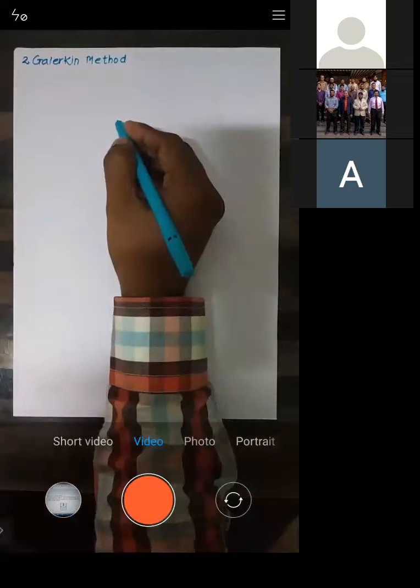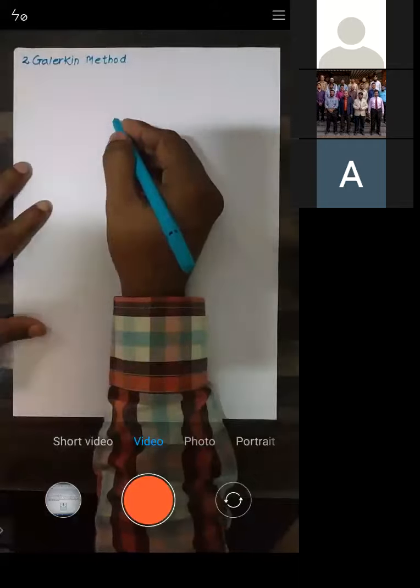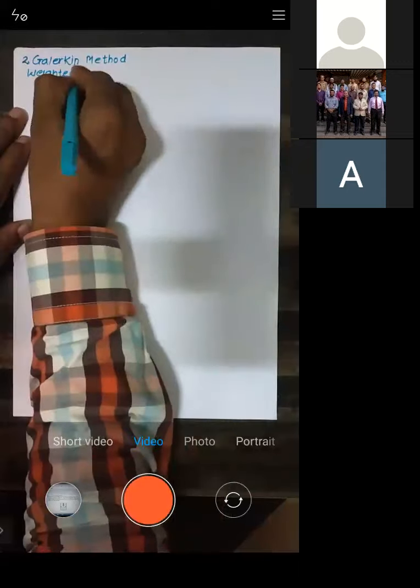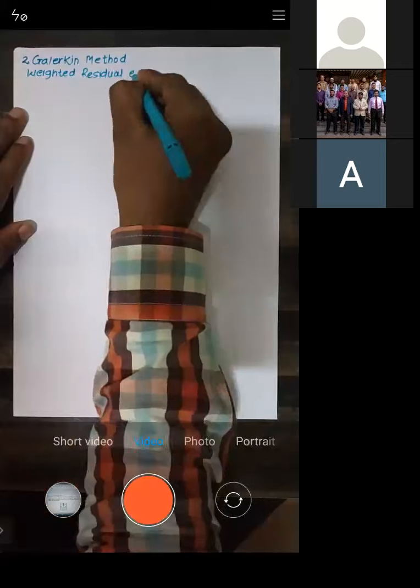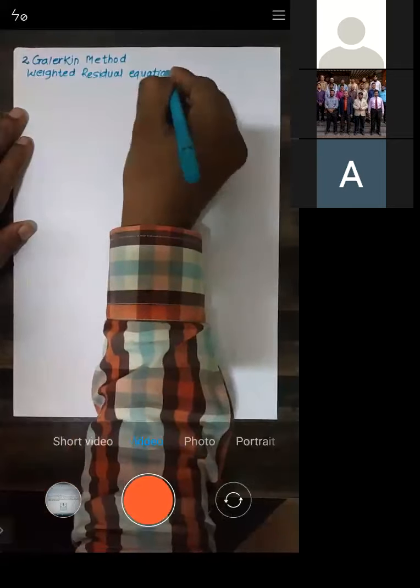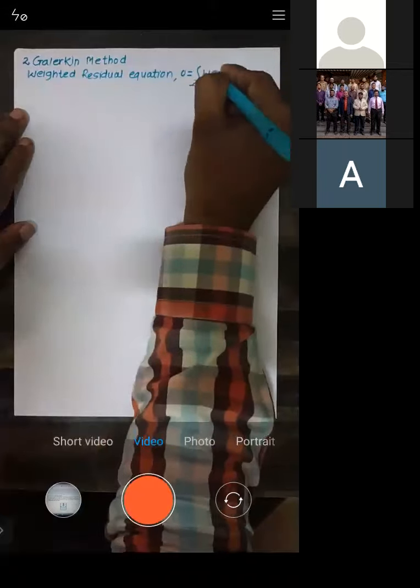apply the weighted residual equation. Whether it is Galerkin, least square or subdomain, we need to go for the weighted residual equation. I'll just write that down. What is your weighted residual equation? 0 is equal to integration over Omega of Wi into R into dx, right? This is our weighted residual equation.